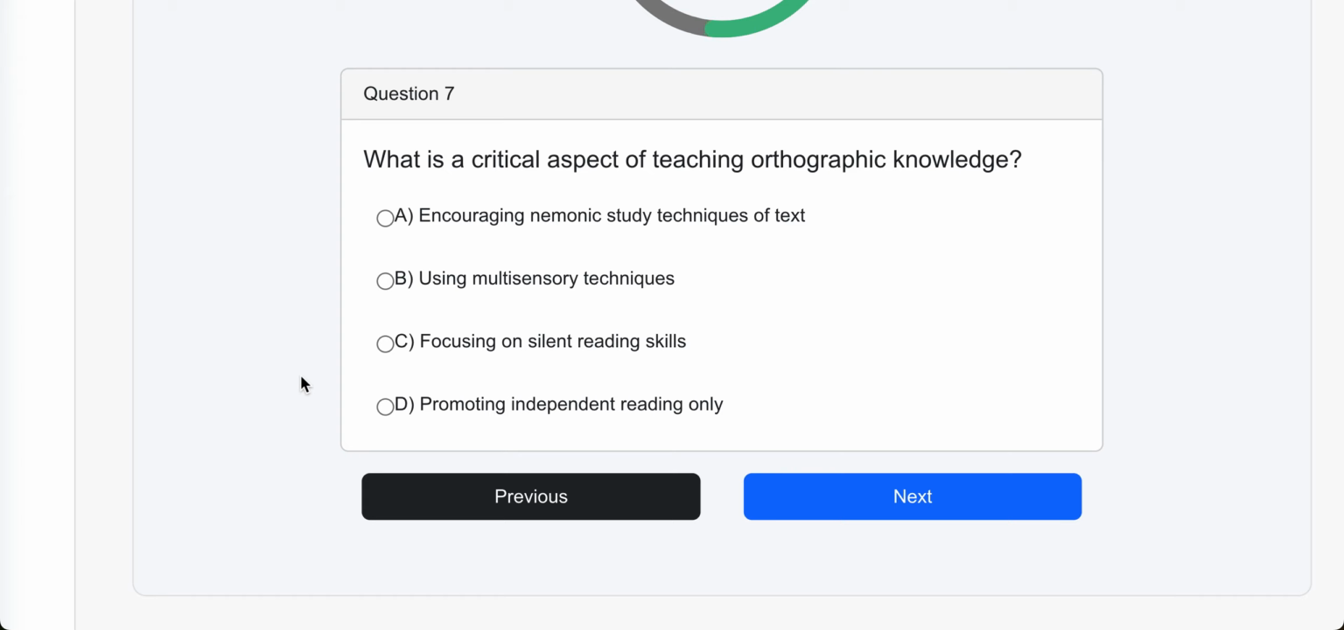All right, going on to question number 7. This one reads, what is a critical aspect of teaching orthographic knowledge? When teaching orthography, we want to use multisensory techniques. These are vital in teaching spelling as they help our students to learn the different various styles, and we can cater to all different types of learners. For that reason, we're going to go ahead and select option B.